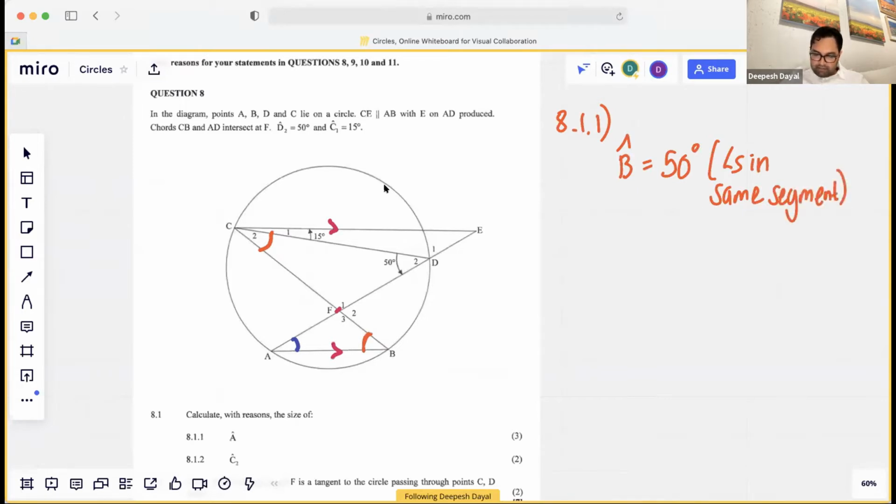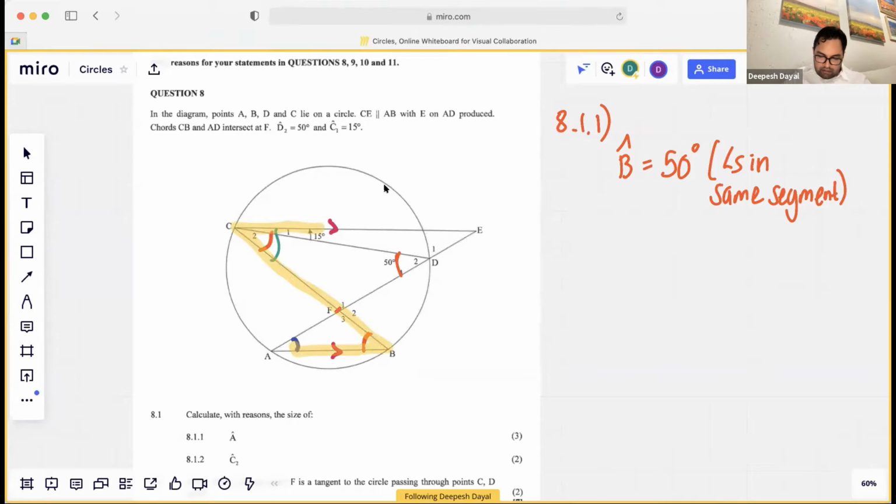And here's the same segment. It's the same segment as this one. They're both 50, right? Okay, so if B is 50, then this whole thing here will also be 50 because it's alternate. Can you see the Z? Can you see the Z there? So B and C1 plus 2 will also be 50, right?